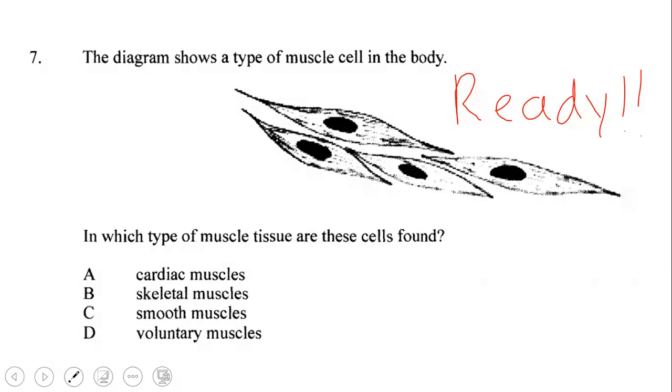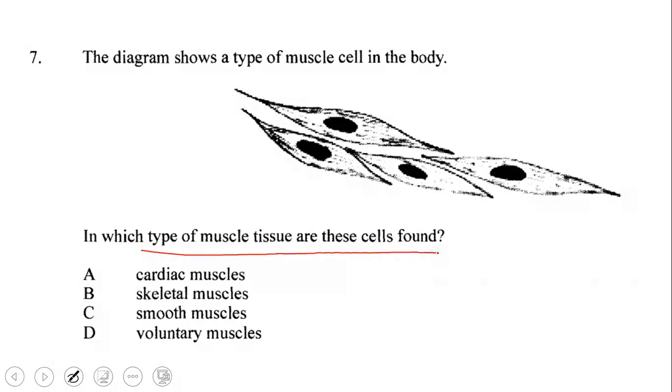I'm going to give you an opportunity to attempt this question on your own. So please pause the video, attempt this question on your own, and I'll see you on the other side of the pause. Okay, now that you have attempted this question on your own, let us proceed together. The question wants us to determine in which type of muscle tissue these cells are found. Which cells? The cells in the diagram.